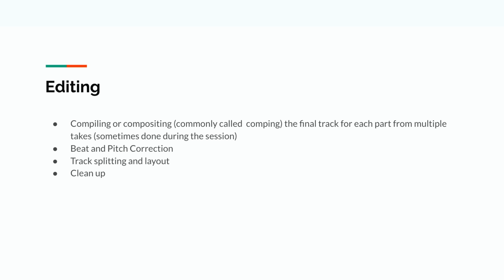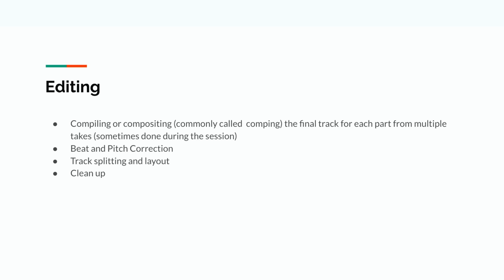So the main editing processes that we're concerned about here include compiling or compositing the final track for each part from multiple takes. This process is sometimes called comping. Some people will say it's short for compositing. Some people will say it's short for compiling. In the end, comping is a pretty common term that we use for this.